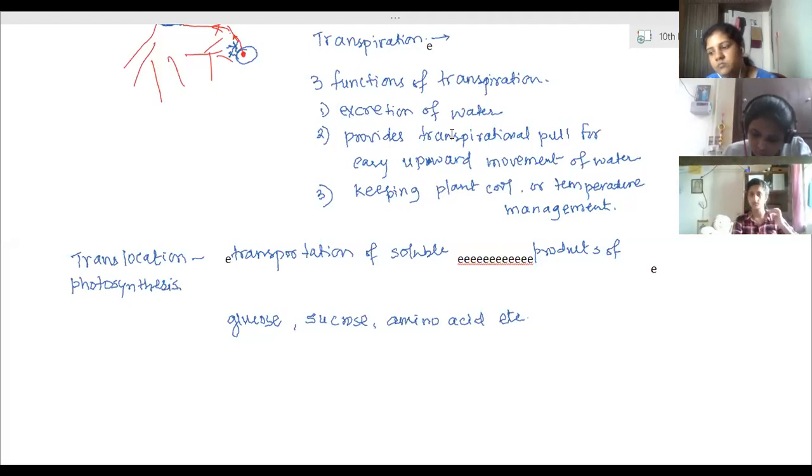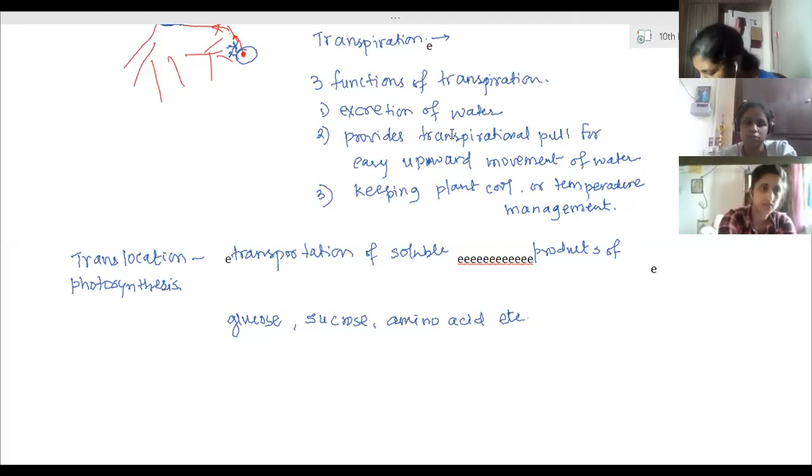Eliminated through flowers. Waste leaves, old leaves, old barks of the tree and old flowers, they eliminate some of the waste. Oxygen and carbon dioxide are eliminated through stomata or lenticels.